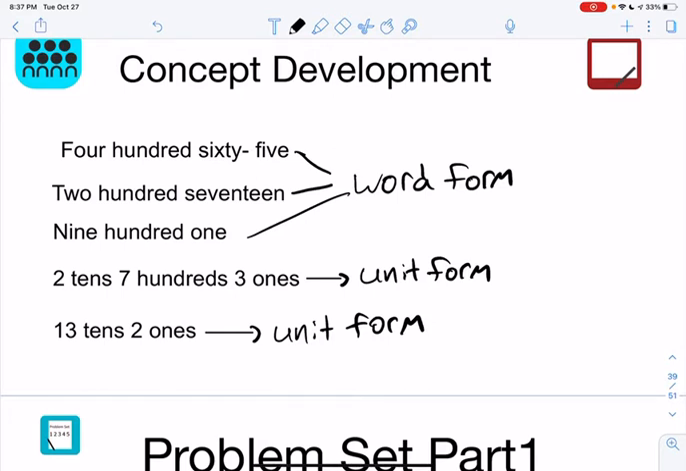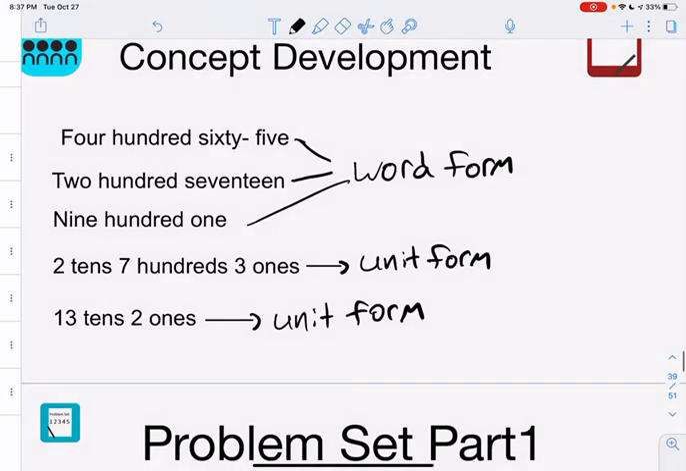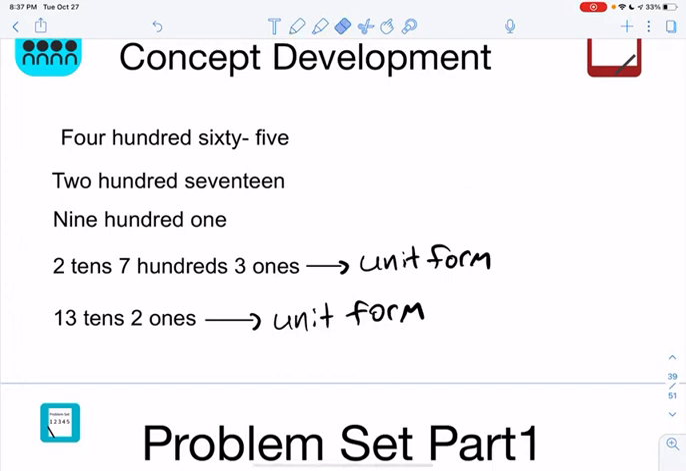So just for fun, let's go ahead and turn these word form problems into numbers. So I'm going to erase this. If you need it, just go back. 465. I hear 400. I hear 60. And I hear 5. Combine them together. Take it out of expanded form. We get 465.